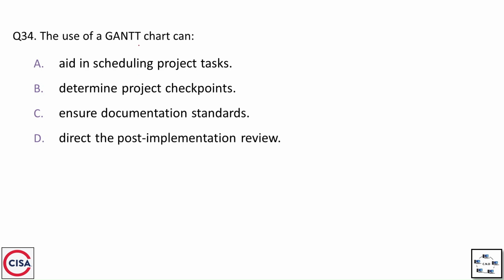Question number 34. The use of a Gantt chart can: option A, aid in scheduling project tasks; option B, determine project checkpoints; option C, ensure documentation standards; and option D, direct the post-implementation review. And the correct option is option A, aid in scheduling project tasks.